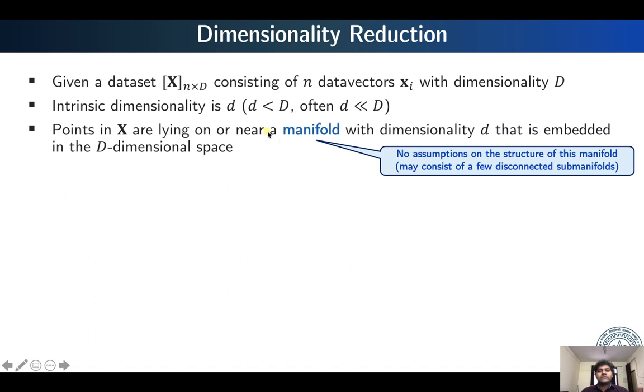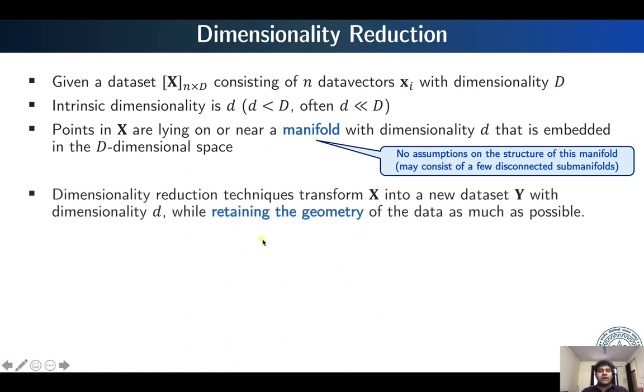Now regarding this manifold, we are not going to assume any specific structure. In fact, it can even be a non-Riemannian manifold because of the presence of discontinuities. Essentially, the manifold can also consist of a number of disconnected submanifolds. So we are not going to assume any particular structure for this manifold, which represents the intrinsic dimensionality of the data.